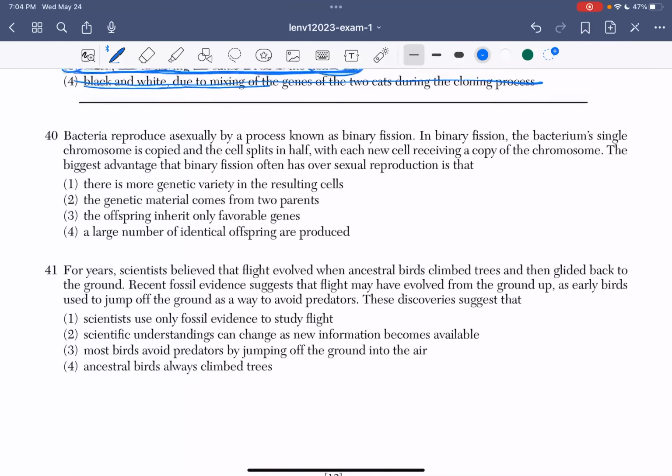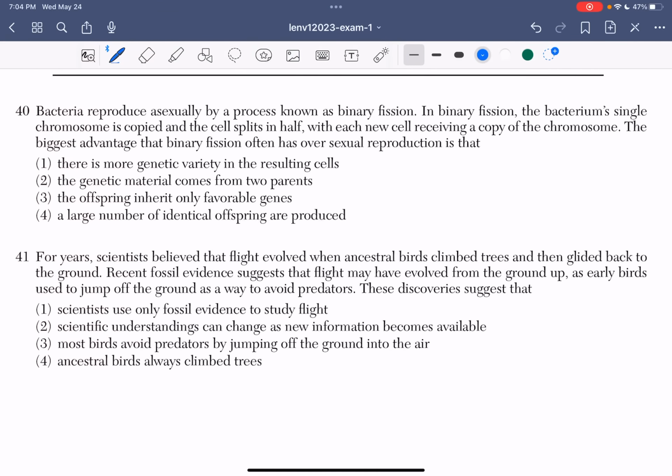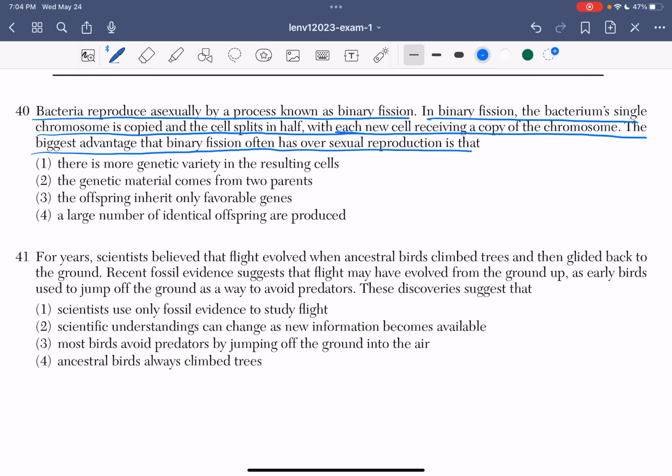Okay, we're nearing the end of part 2. Bacteria reproduce asexually by a process known as binary fission. In binary fission, the bacterium's single chromosome is copied and the cell splits in half, with each new cell receiving a copy of the chromosome. The biggest advantage that binary fission often has over sexual reproduction is that... so in binary fission, you have a bacteria, it splits into 2, and it makes 2 bacteria. Let's say it had 3 chromosomes. The sister cells will each have 3 chromosomes because you have 2 new bacteria here, the daughter cells.